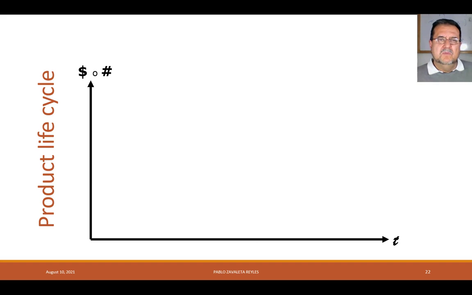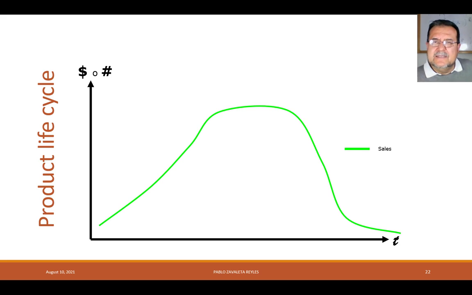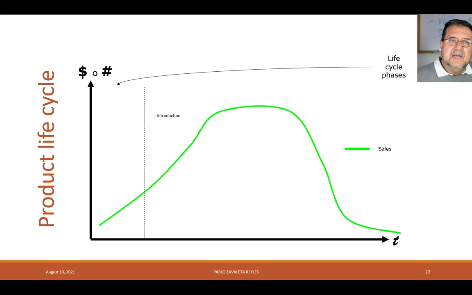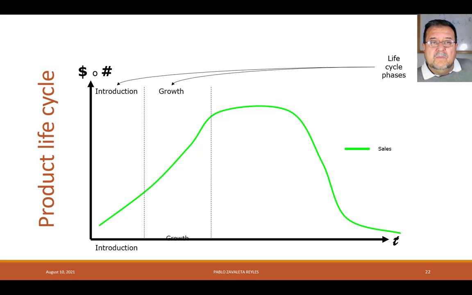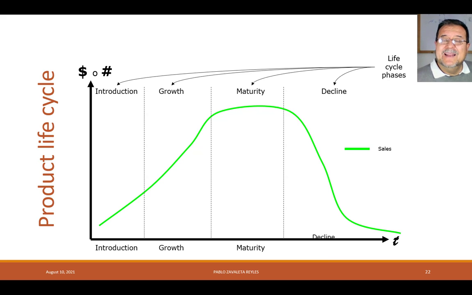And it goes more or less like this, the sales. At the beginning, you sell a little and you're growing, then you go into a plateau and then it falls and then it goes towards zero. In the introduction, precisely, it begins with growth. Then we have maturity, and finally we have the decline. Those are the four phases of the life cycle of a product.